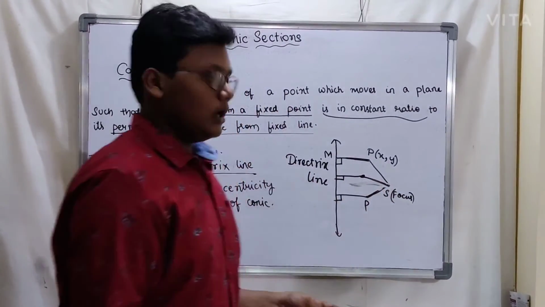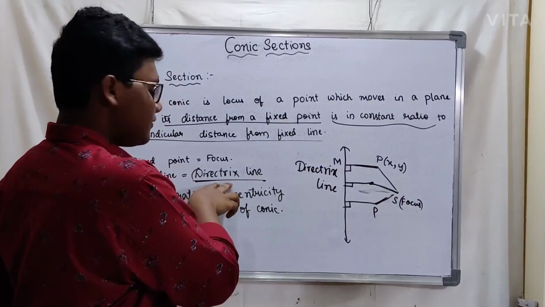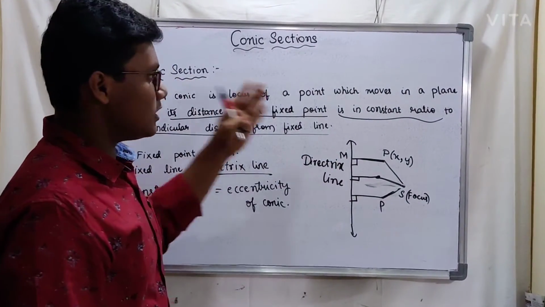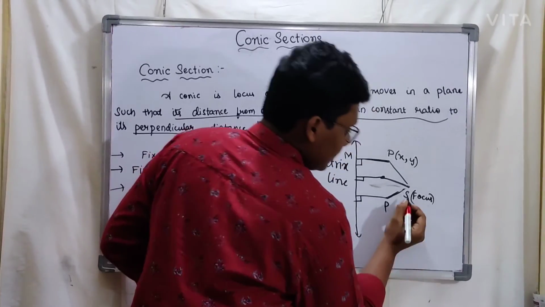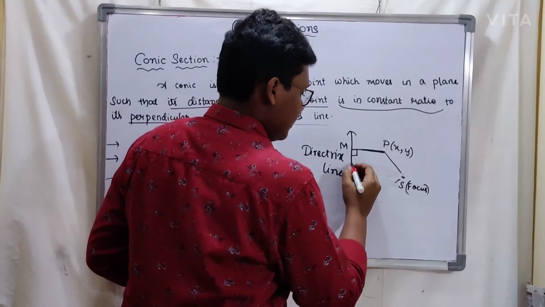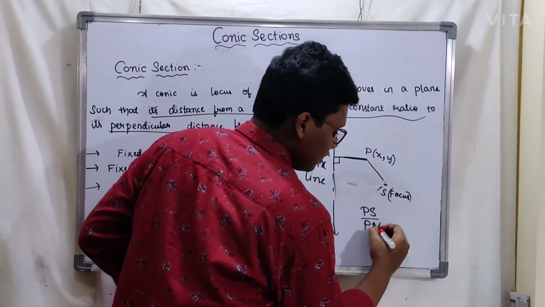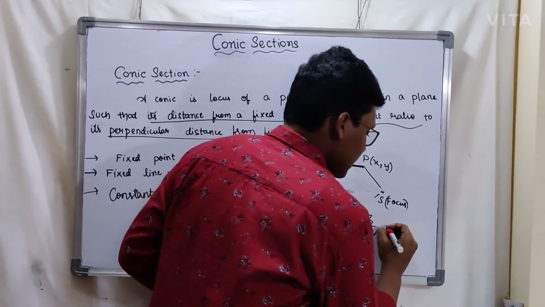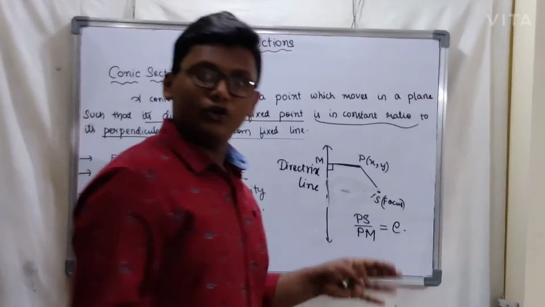This is called the focus, the fixed point, and this fixed line is called the directrix line, and the ratio of that will be constant. That is a conic. So that ratio, this distance PS by PM, the PS by PM ratio should be constant. That constant is called eccentricity, denoted by E.